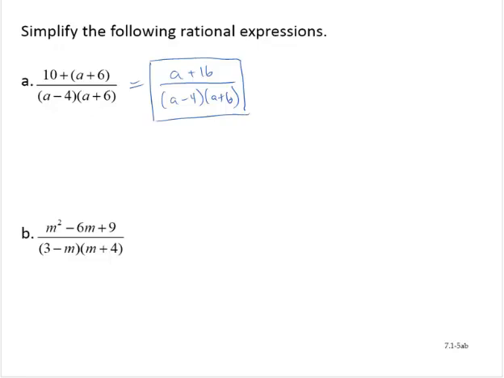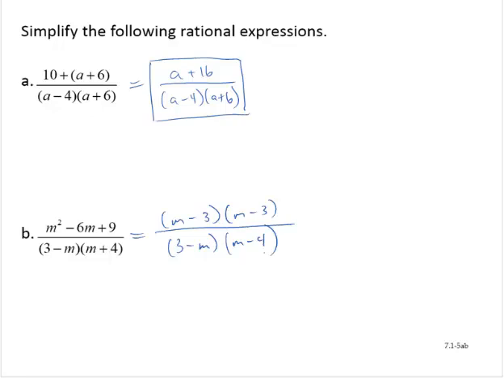Looking at exercise B, we have m squared minus 6m plus 9 over 3 minus m by m plus 4. All right, well, I can try and factor that numerator. M squared minus 6m plus 9, using factoring techniques, yields m minus 3 by m minus 3. And in the denominator, we still have 3 minus m by m minus 4.